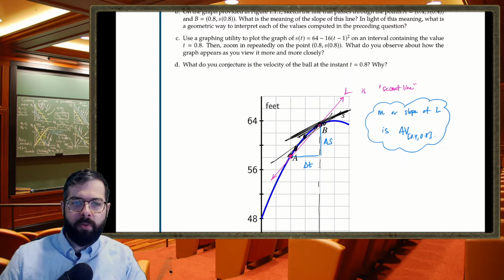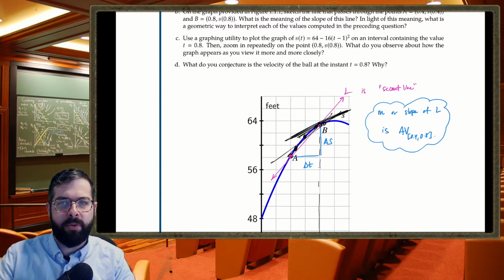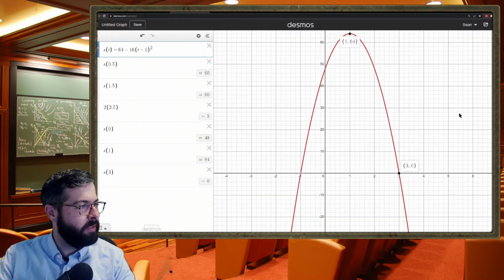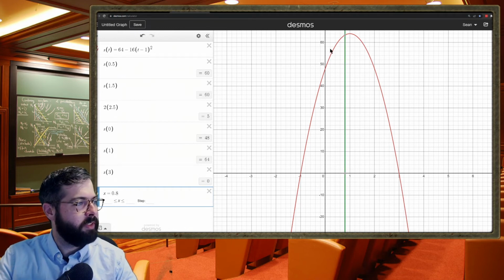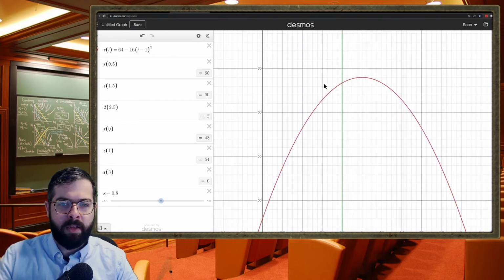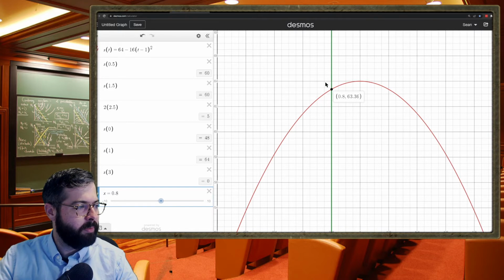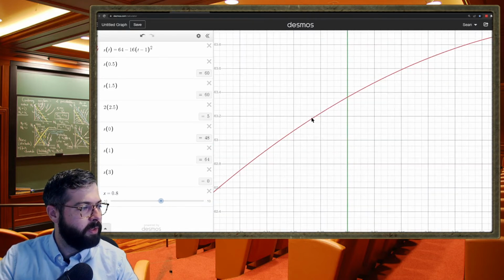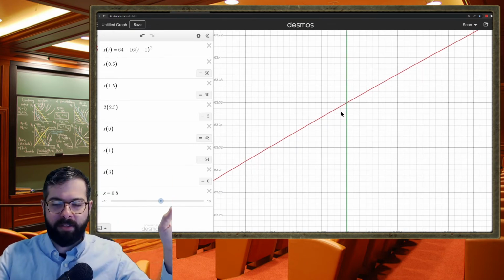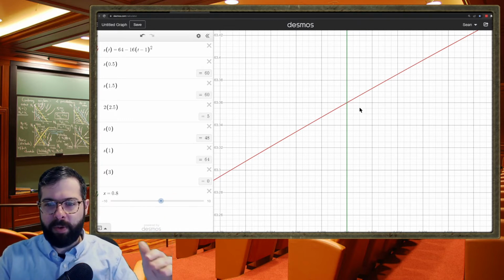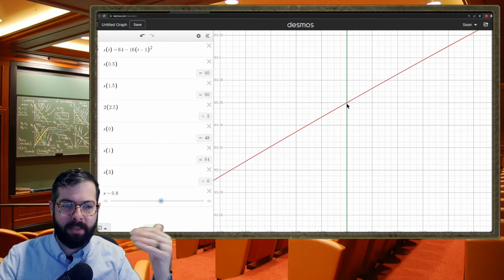So what it's asking now is to zoom in around the point containing the value t equals 0.8 and see what happens. So let's go ahead and do that. Let me plug in x equals 0.8 to give us a place to zoom in on. All right, so this is the point I care about. We see this curve's got some bend to it, and the closer I go in on this point, what seems to happen? Well, I've cut out the distractions of the preceding and following moments, and I'm just getting closer and closer to t equals 0.8, and this curve starts to look like a line.